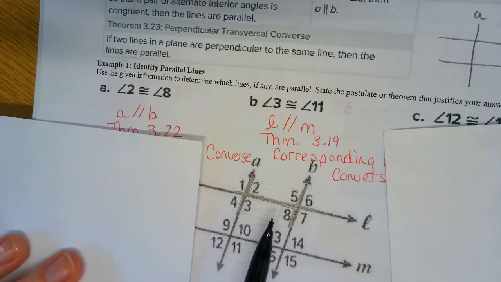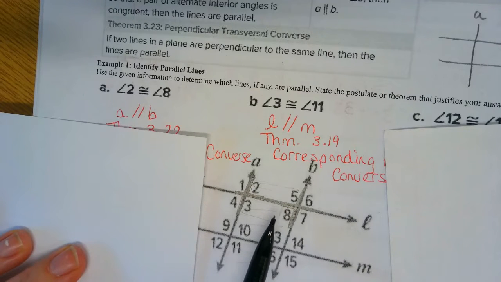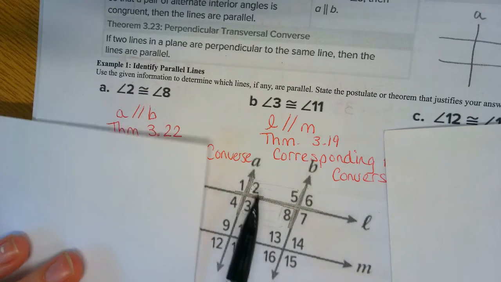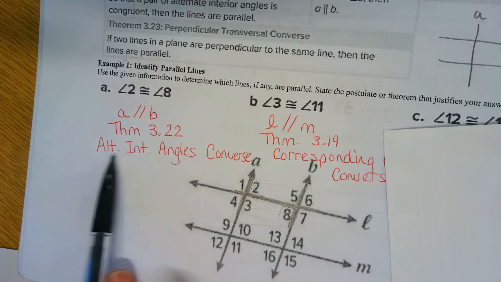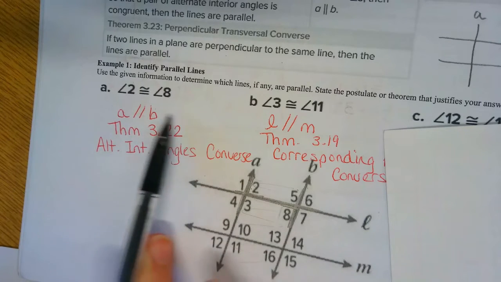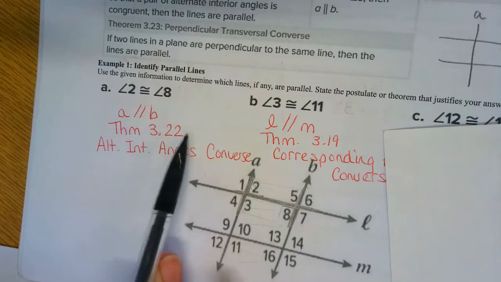So I would write that A is parallel to B, and I would know they are parallel because of the alternate interior angles converse. Now, if you don't want to write out that wording, yes, you can write out the number for it. So theorem 3.22.